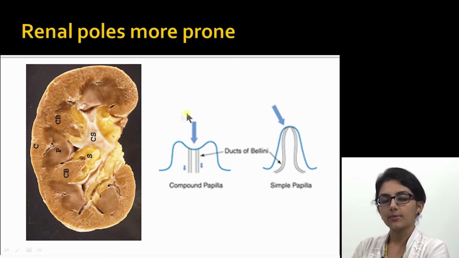And so as you can see in the picture on the right, when you have more fusion of papillae or formation of what we call compound papillae, the opening of the ducts of Bellini tends to be wider. And therefore, whenever there's reflux of urine, it's easier for the urine to enter into the kidney through these compound papillae. Versus where there is less fusion, which is in the main substance of the kidney and the non-polar area, there you have simple papillae, and you can see that they have a very narrow opening and therefore are not so prone to reflux and therefore pyelonephritis.